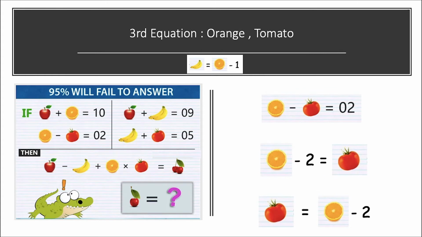Now jumping on to our third equation. In the third equation we have orange and tomato, and we don't have any value, so I'll find out the value of tomato in terms of orange. Tomato will go to the right hand side, that will become plus, and 2 will come to the left hand side, so it will become minus. So tomato is equal to orange minus 2. I have rearranged this and written here tomato is equal to orange minus 2. That is our third equation.